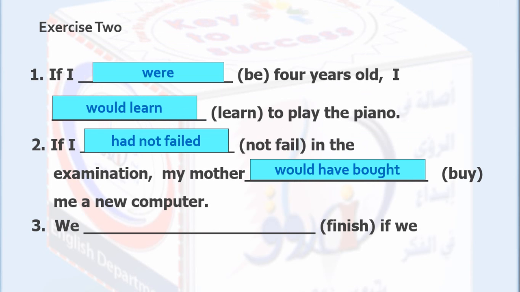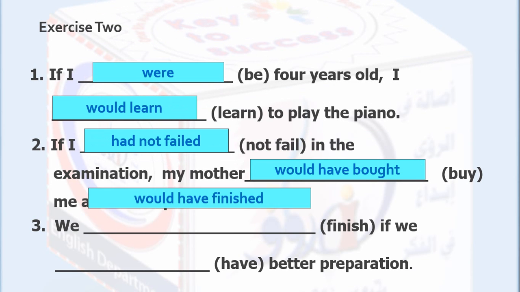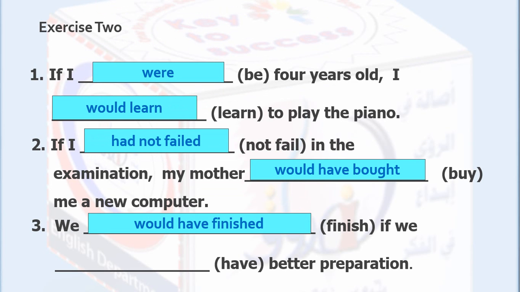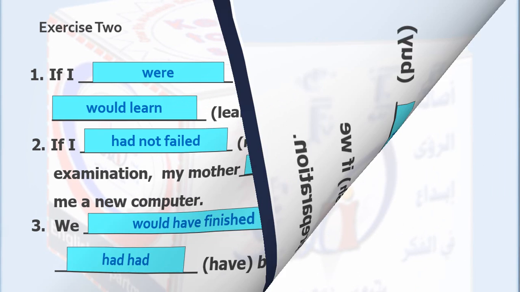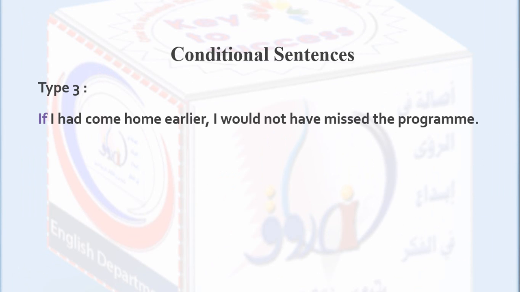Number 3. We finish if we have better preparation. We would have finished if we had. So it's had, would have finished. That's right. In type 3, if I had come home earlier, I wouldn't have missed the program.